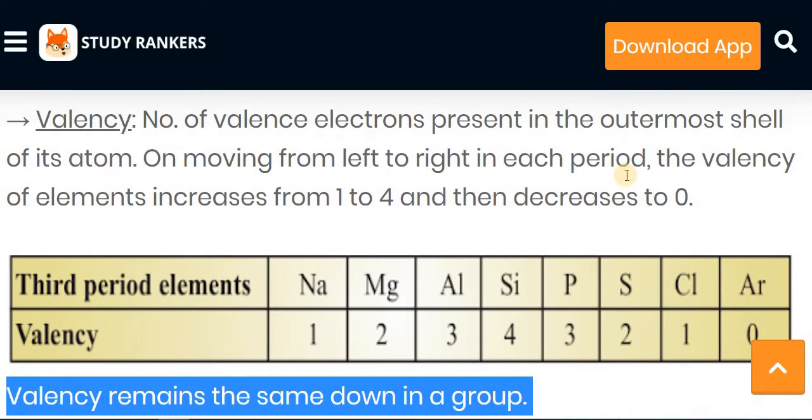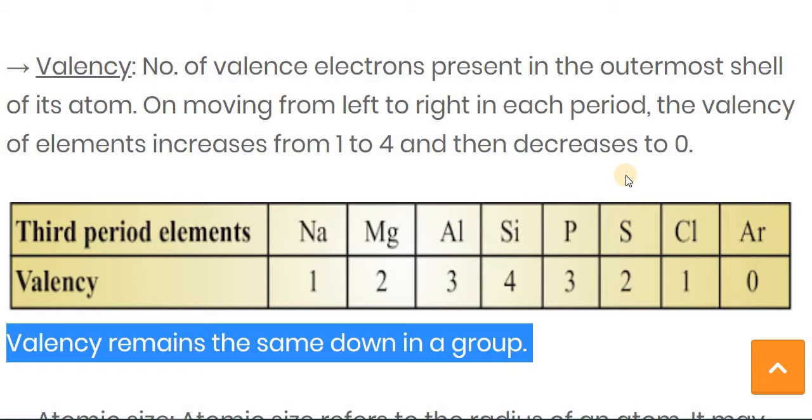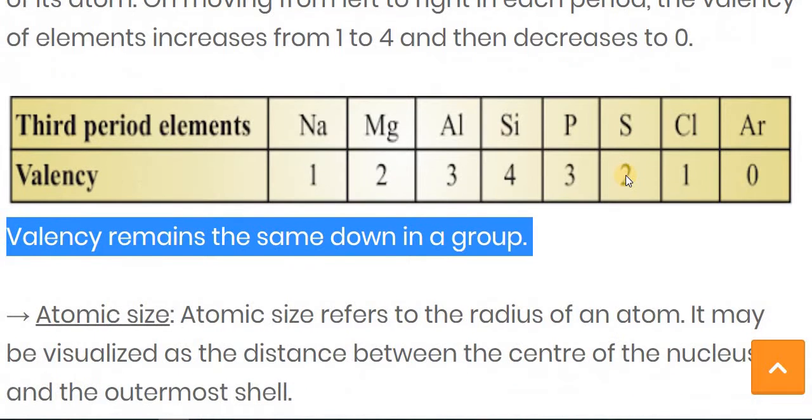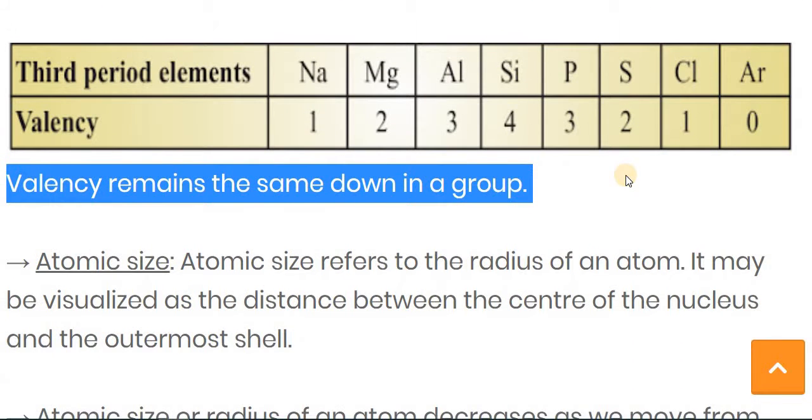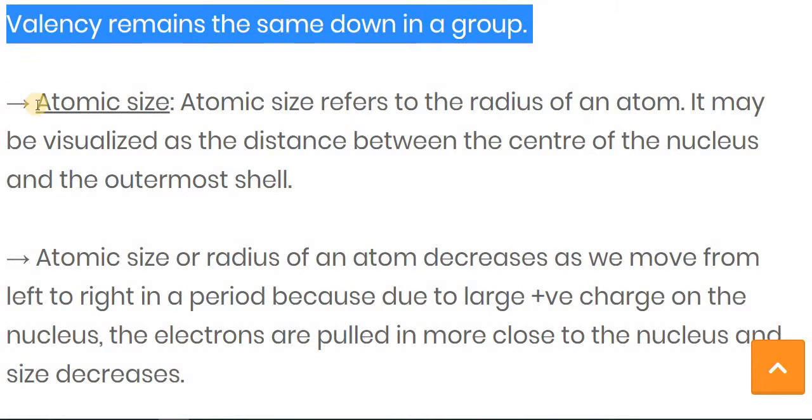So this is the first property, that is valency. In a period, if you are moving from left to right, the valence electrons increase from 1 to 4 and then decrease to 0. And in a group it remains the same. Now let's talk about another property.